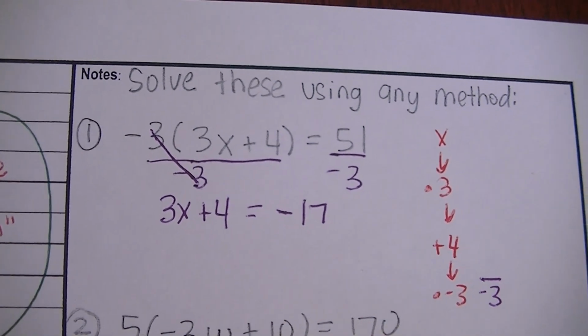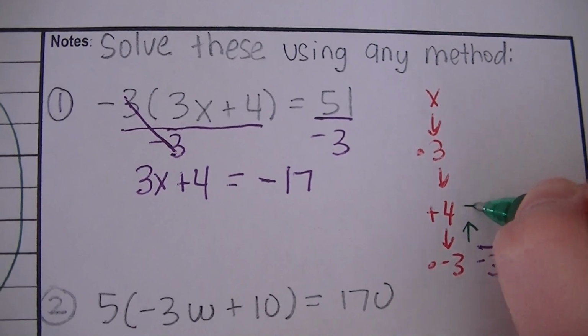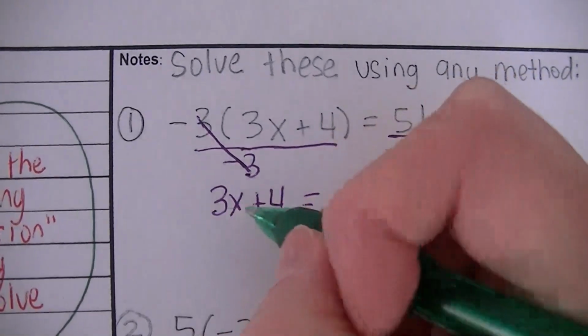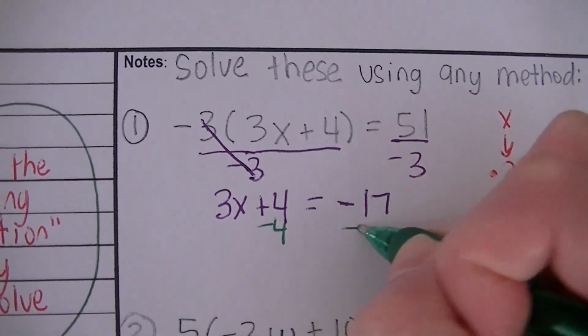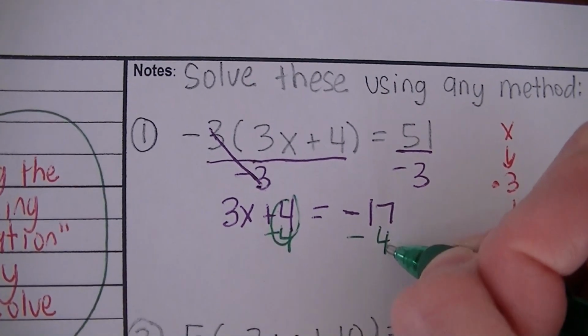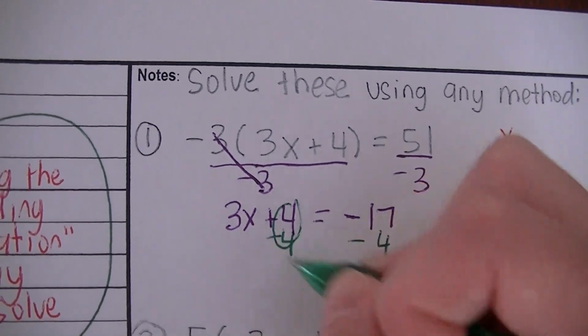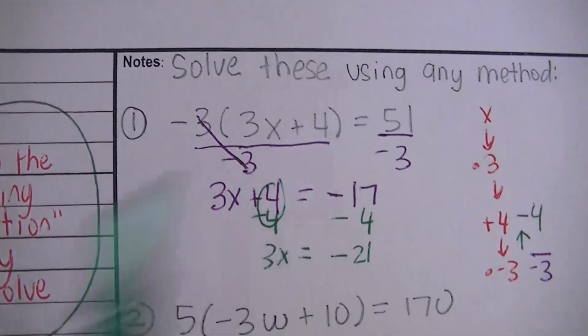Alright, now I'm going to go ahead and do the inverse operation of adding 4, which is to subtract 4. And make sure you do that to both sides of that equal sign. 4 take away 4 is 0. Negative 17 subtract 4 is negative 21. Bring down your equal sign and your 3x.